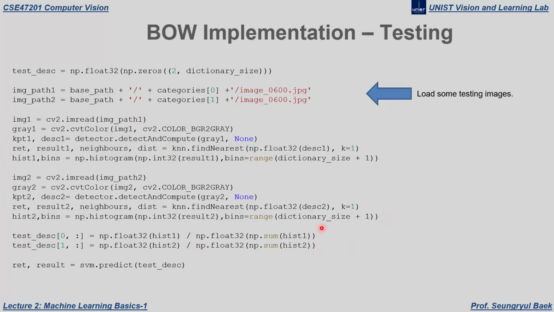And also you normally have to apply this type of normalization. When you first get the histogram, histograms have integer values. Each entry of the histogram has integer values. But before applying the machine learning algorithm, we normally make their norm equal to 1. So this is for doing that.